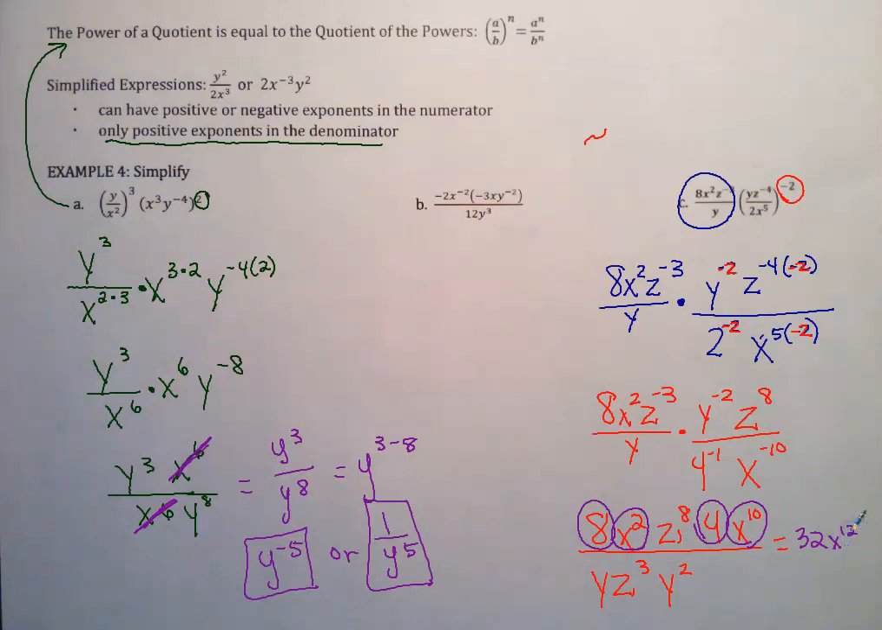Then I've got a z to the 8th. I'm going to change up my color a little bit. z to the 8th and z to the 3rd. And what do I do when I'm dividing with the exponent? Subtract. So that's going to be z to the 5th.